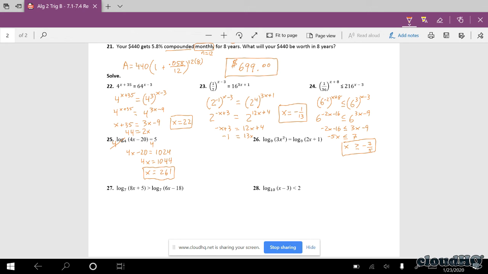Number 26. There's logs on both sides, but if I exponentiate using a base of 9, it eliminates both logs at the same time, leaving me with 3x squared is equal to 2x plus 1. This is probably going to be a factoring type of problem, so I'm going to bring everything to one side so that it's set equal to 0. And then I'll try to factor.